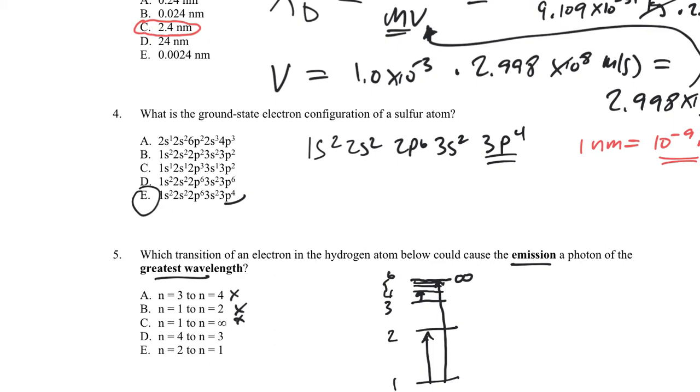Then we got the 4 to 3 coming down. Let me put this in red. So we got the 4 to 3 versus the 2 to 1. The 2 to 1 is definitely the greater energy transition. The 4 to 3 transition is definitely the lower energy transition. But the lower the energy, the greater the wavelength of that transition. So the greatest wavelength emission is going to come from the 4 to 3 transition.